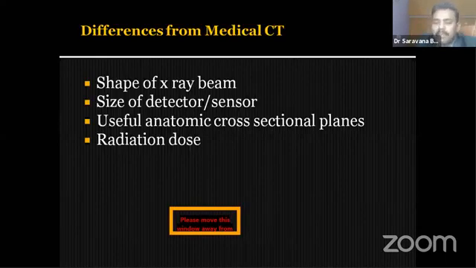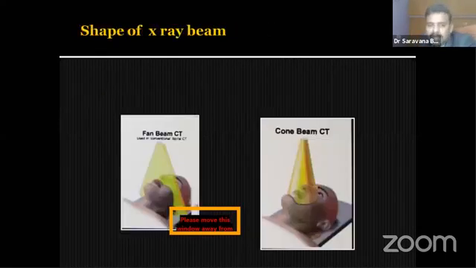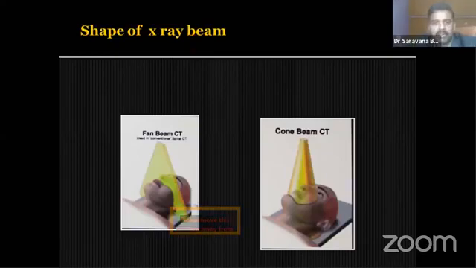Okay, shape of the beam. Medical CT, that is conventional CT, will deliver fan-shaped X-ray beam. Okay, your beam will be like this. A fan-shaped beam will be there. In cone beam CT, your shape of the beam is cone type of beam, cone-shaped beam.